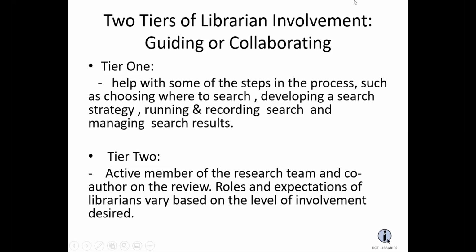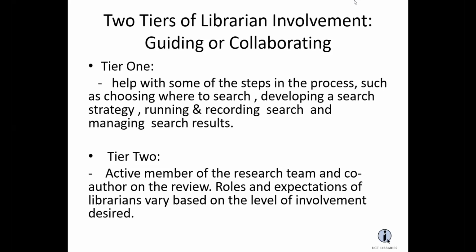So tier 1 is generally help with some of the steps in the process: choosing where to search, assisting in developing that search strategy, the ands, ors and nots, and looking at those keywords, showing the students how to run and record the search, managing those search results. You might have to do some training on EndNote or RefWorks. And then tier 2 is really high-level stuff. Active member of the research team, and you actually become a co-author. That is part of the recommendations from the various bodies, that the librarian is included as a co-author.